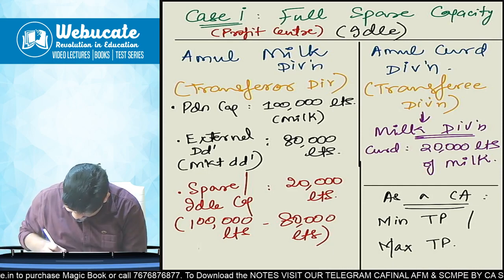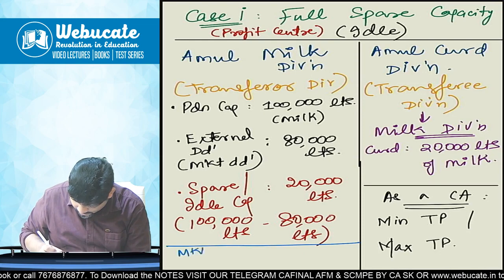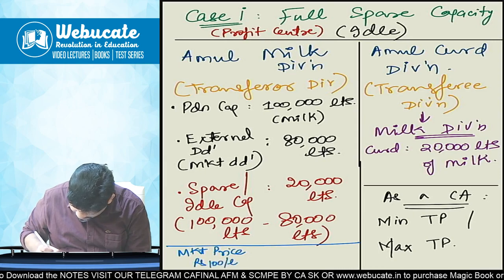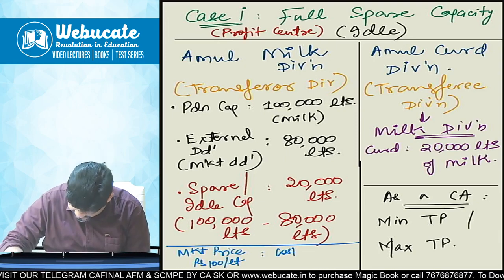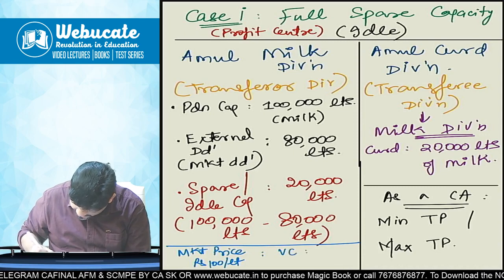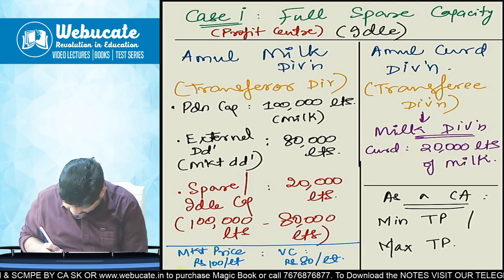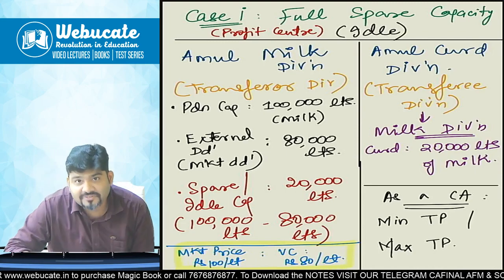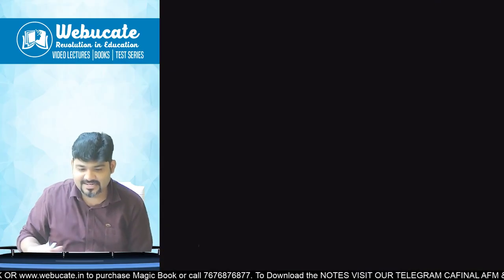That additional information is that the market price of milk is rupees 100 per liter, and the variable cost of milk is rupees 80 per liter. This is the additional information, and this is the total information that is available to you. Now you are called as a chartered accountant to decide what should be the minimum transfer price and maximum transfer price. Come on, let's get started.